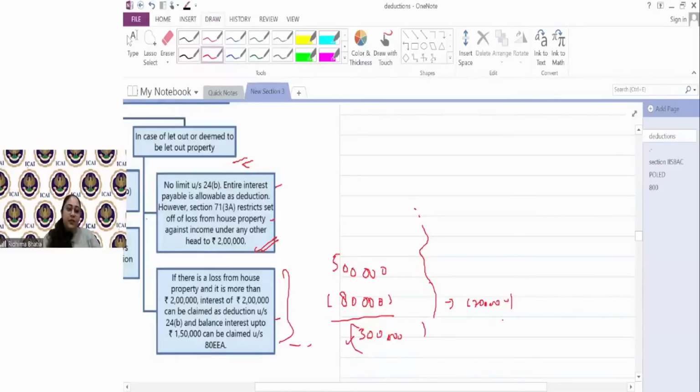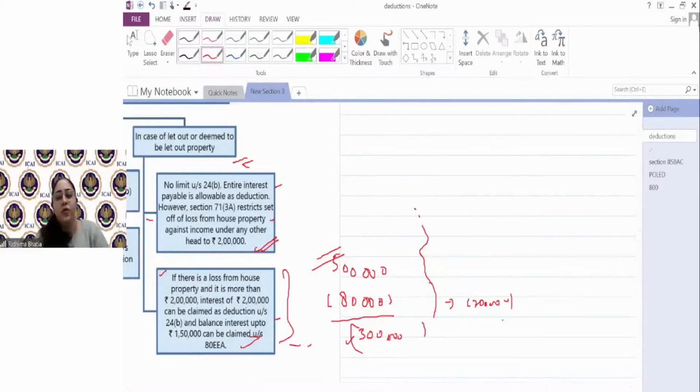So I'll repeat it again. If there is a loss from house property and it is more than 2 lakhs, which was this case, interest of 2 lakhs can be claimed as deduction under section 24B, and balance interest up to 1 lakh 50 can be claimed under section 80EE.